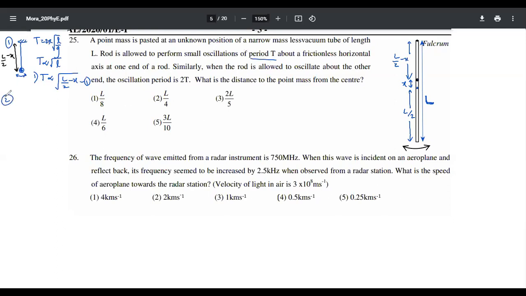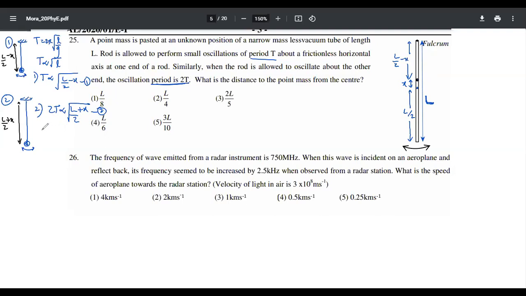Now the second instance, you are changing the ends and allowing the mass to oscillate. And now you will be getting a situation like this. Its length is longer and it's oscillating. Guys, tell me what is the length now? The new length will be L by 2 plus x. This is a massless string. This is the new length. Now the period is 2T. Therefore, I can say second situation, 2T is proportional to square root of L by 2 plus x.